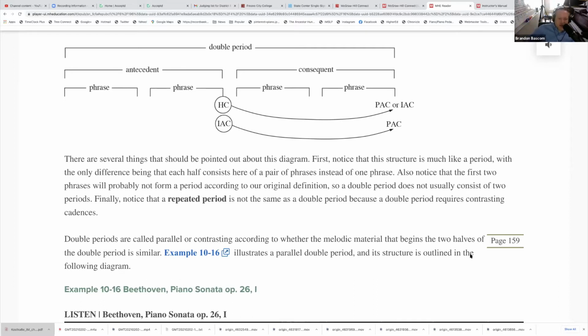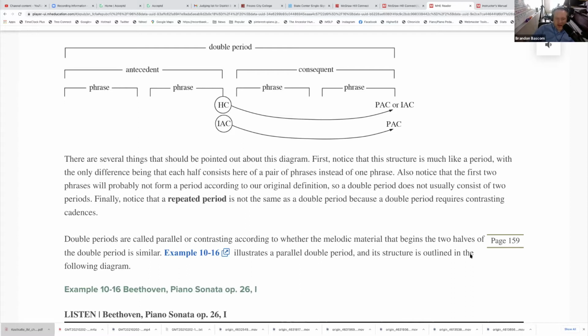Finally, notice that a repeated period is not the same as a double period, because a double period requires contrasting cadences. So many P words: phrase, period, parallel period. There's too many P's. Double periods are called parallel or contrasting according to whether the melodic material that begins the two halves of the double period is similar.